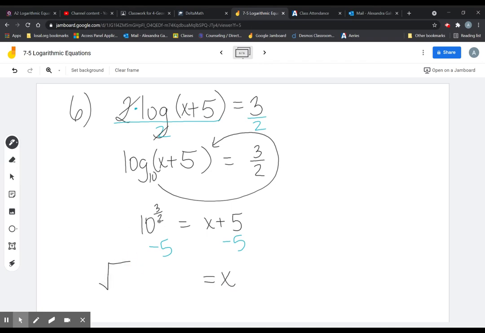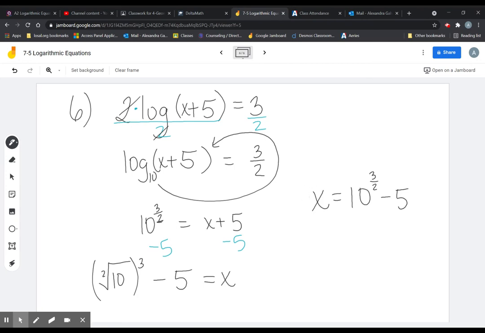Remember, we would take that 2 and it becomes the root out here. And then cubed, minus 5. You have the option, since these answers can be written in decimal form, of literally plugging 10 to the 3/2 power minus 5 into the calculator. So you don't have to do the square root of 10 cubed. It's the same idea, but this is what we would enter into the calculator.